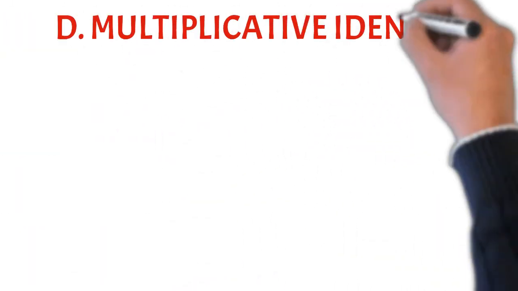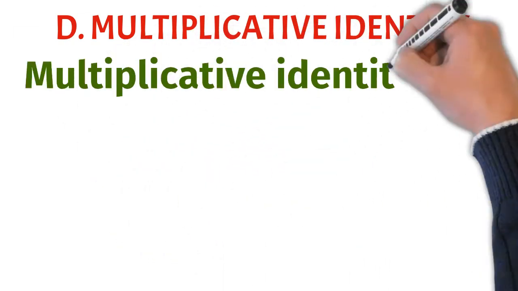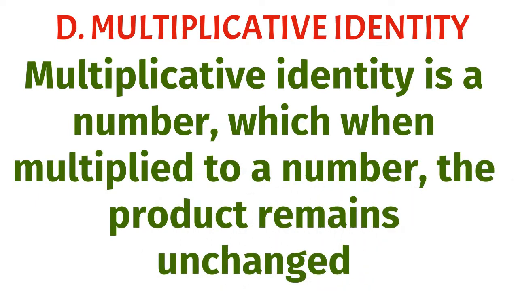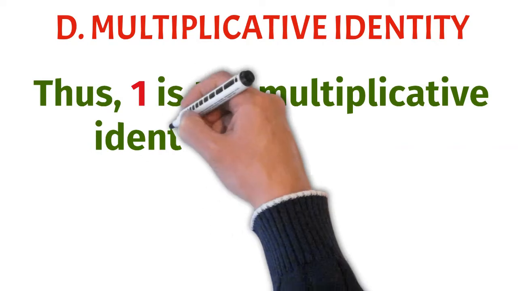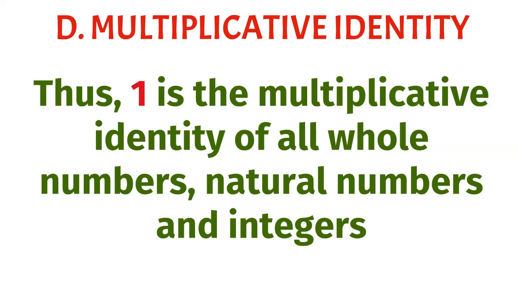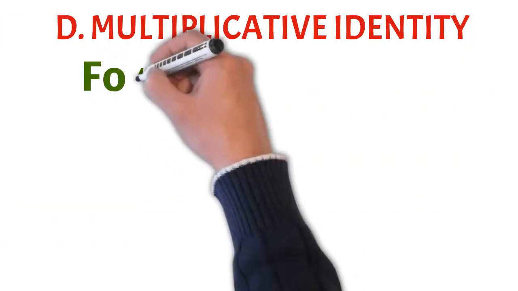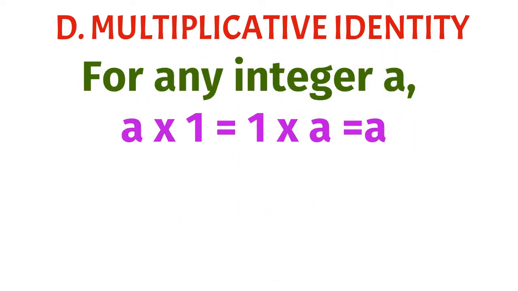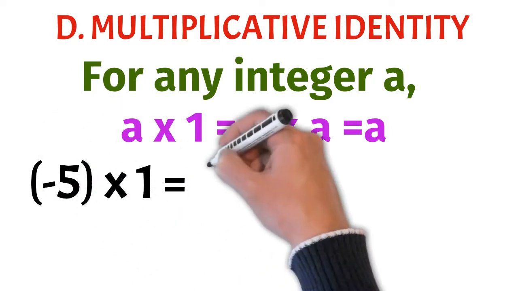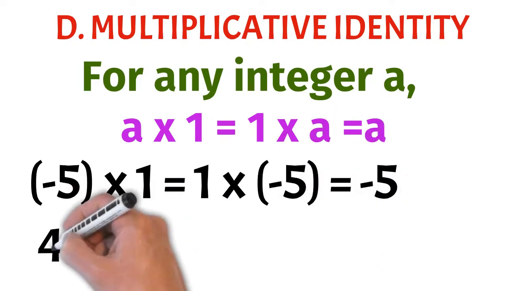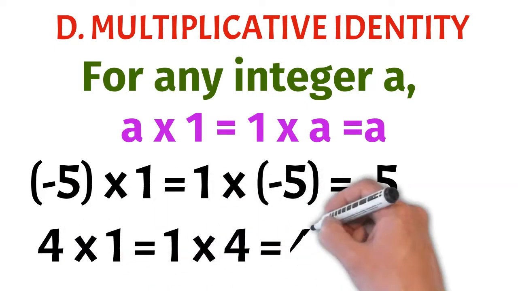Fourthly, multiplicative identity. Multiplicative identity is a number which when multiplied to a number the product remains unchanged. Thus, 1 is the multiplicative identity of all whole numbers, natural numbers and integers. Now we can say for any integer a, a into 1 equal to 1 into a equal to a. For example, minus 5 into 1 equal to 1 into minus 5 equal to minus 5. 4 into 1 equal to 1 into 4 equal to 4.